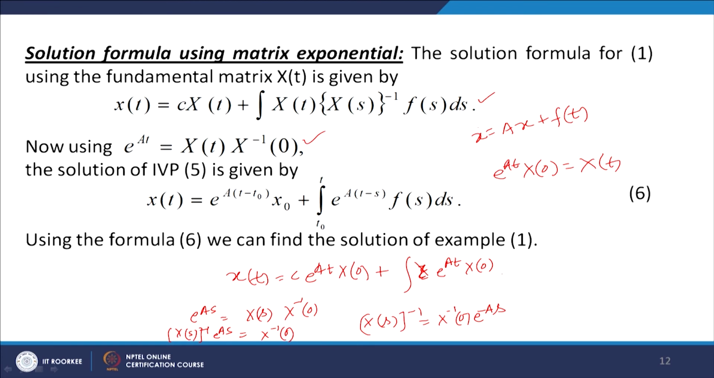So let us put here X inverse(0) into e^(-As) F(s) ds, and we arrive at c into X(0). X(0) is a constant, c is a constant, so we can put another constant c dash e^(At) plus X(0) into X inverse(0), which is the identity matrix. So e^(At) into e^(-As) is e^(A(t-s)) into F(s) ds.